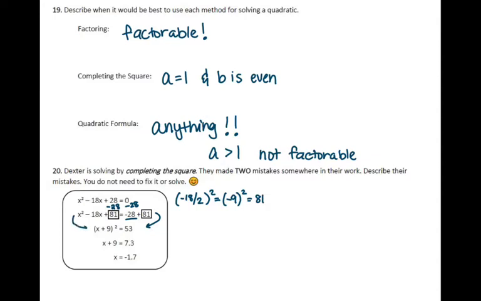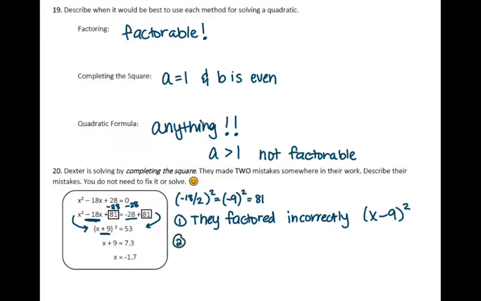But you would also need to factor this. So two numbers that multiply to 81 and add to negative 18 are actually negative 9 and negative 9. So Dexter did not factor correctly. So that is mistake number 1. Mistake number 1, they factored incorrectly, because it's actually supposed to be x minus 9 quantity squared.